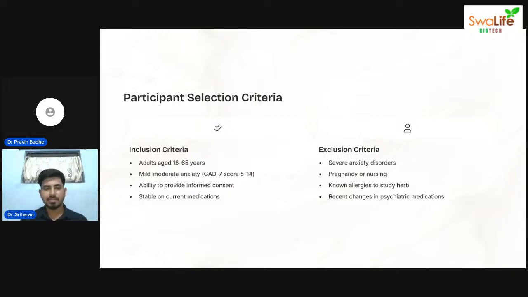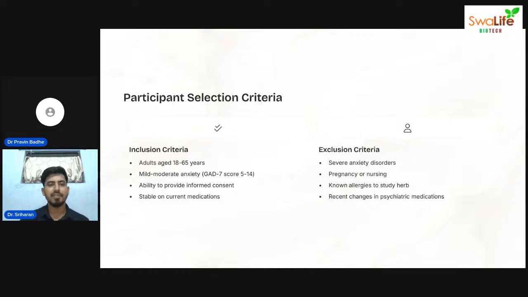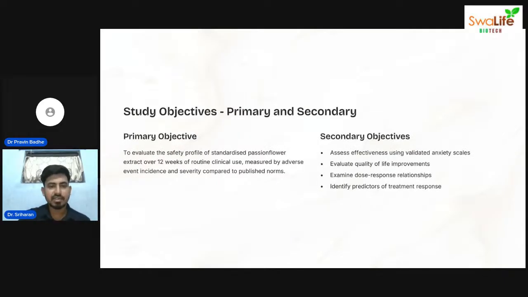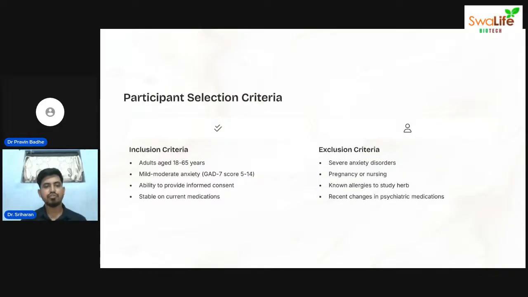Participant selection criteria. Here itself you will get an idea of what the inclusion and exclusion criteria will be. First, the inclusion criteria: our study takes place in adults, and the adult age group is 18 to 65 years. Also mild to moderate anxiety, as we said previously. Participants should have the ability to understand the informed consent form, and be using stable current medication, not receiving cancer treatment, and not HIV patients. They are stable patients using their current medication.